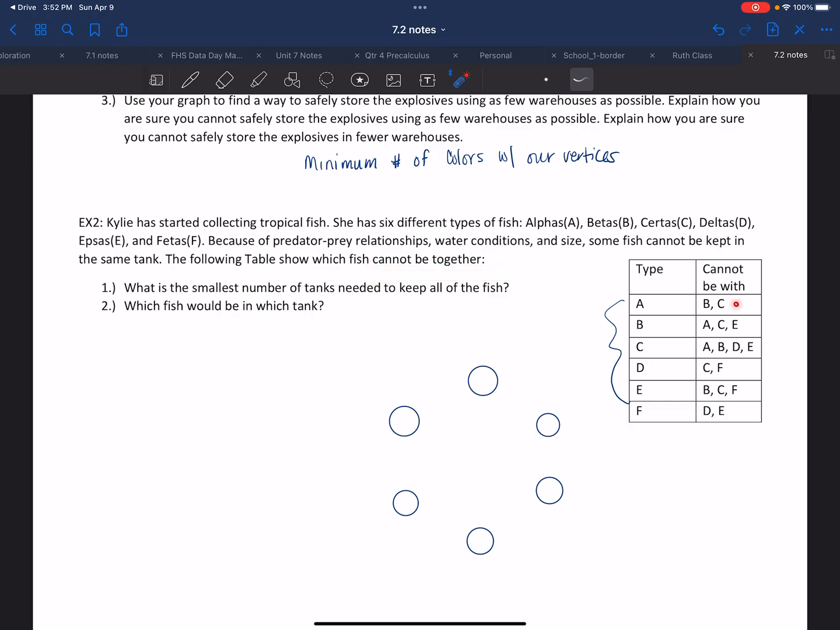So what we're going to do is similar to the explosives. We're going to put links between the ones that cannot be together. So let's go ahead and get started. I'm going to label these A, B, C, D, E, and F. So A cannot be with B or C. So I'm going to go ahead and make those connections here. So that's done. B cannot be with A, C, or E.